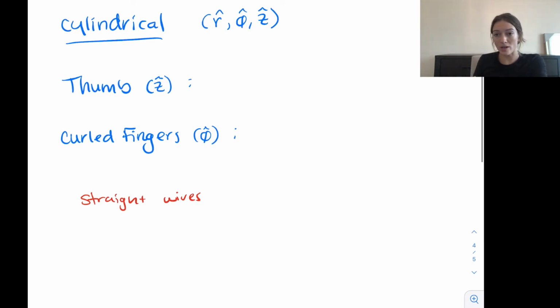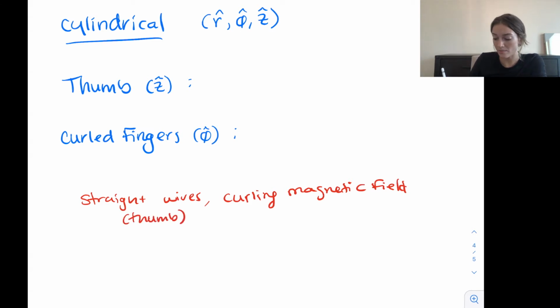So we have straight wires and then a curling magnetic field. The straight wire is your thumb, and the curling magnetic field is your fingers. That works whatever direction your current is in, just point your thumb in that direction. Your hand naturally curls in the direction of the magnetic field produced by that current.